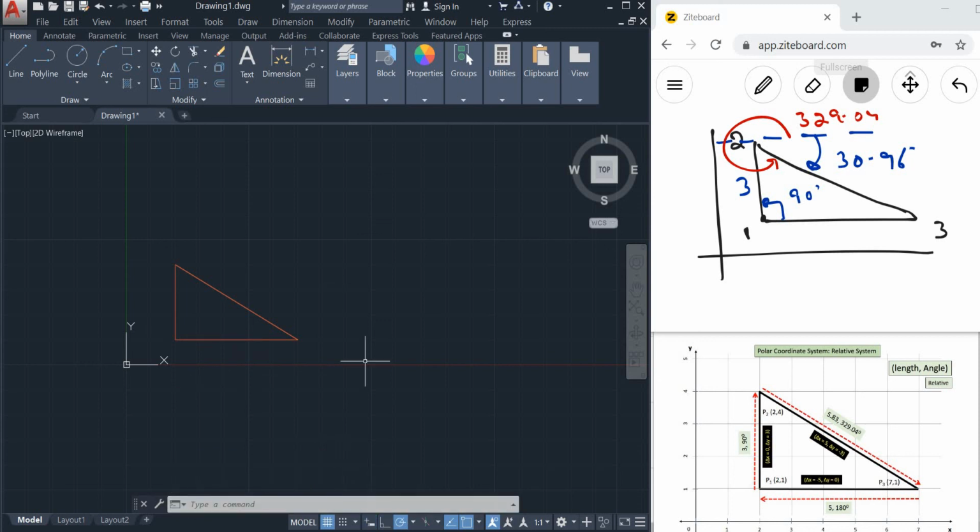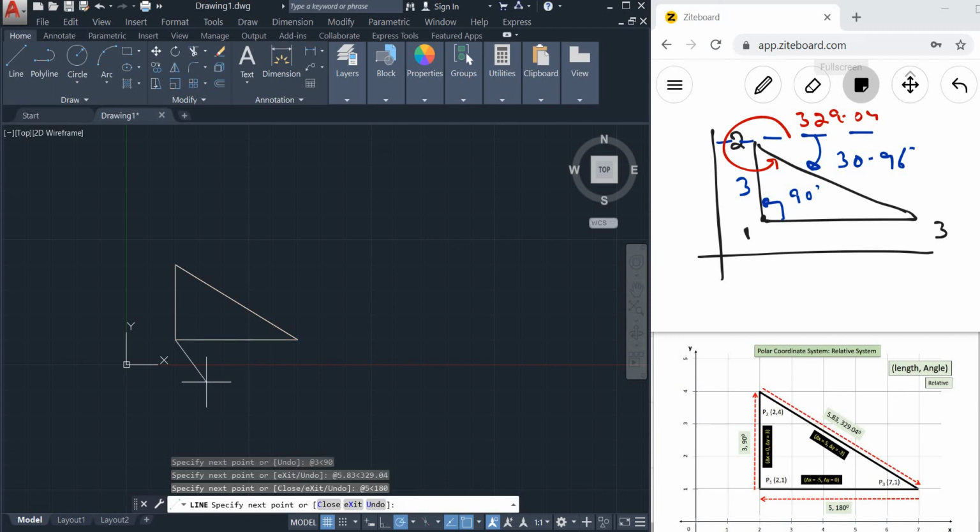If you turn off the dynamic input, invoke the line command, specify the first point. To specify the second point in polar relative system, type @, specify the length, that is 3. Press the angle bracket key and specify the angle. For the third point, again press the @ key, specify the length, press the angle bracket key, specify the angle. To go back to the first point, again type @, the distance or the length of the line, the angle bracket key on the keyboard and specify the angle.